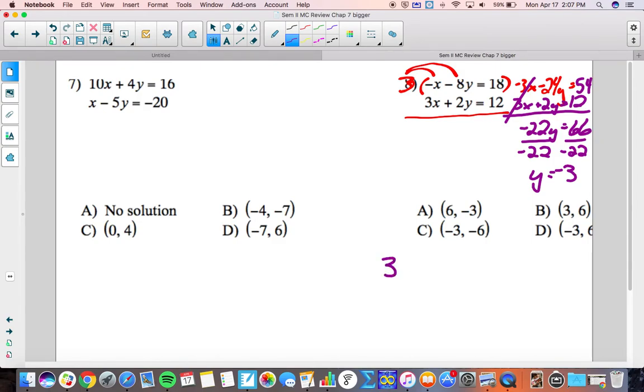You'd think so, but maybe I made a mistake somewhere. Maybe y is not negative 3. So let's see what happens here. I'm going to plug negative 3 in for y and solve for x.